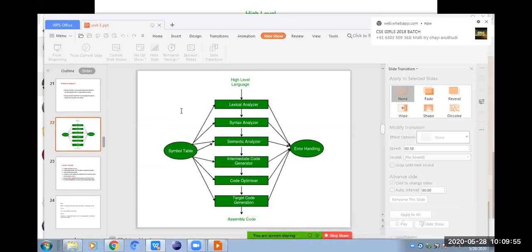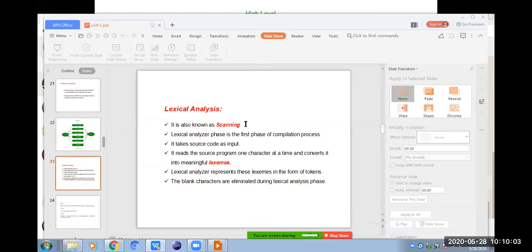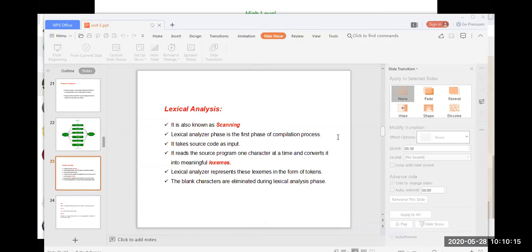Now, coming to the first one, lexical analysis. We know the high-level language, that is, the source code, very well. First, the source code is given to the lexical analysis phase. The first phase of the compiler is the lexical analysis phase, where the source code is given to the lexical analyzer. The lexical analysis phase is also known as the scanning phase. It will scan all your program; the entire source code will be scanned and analyzed by this analyzer.